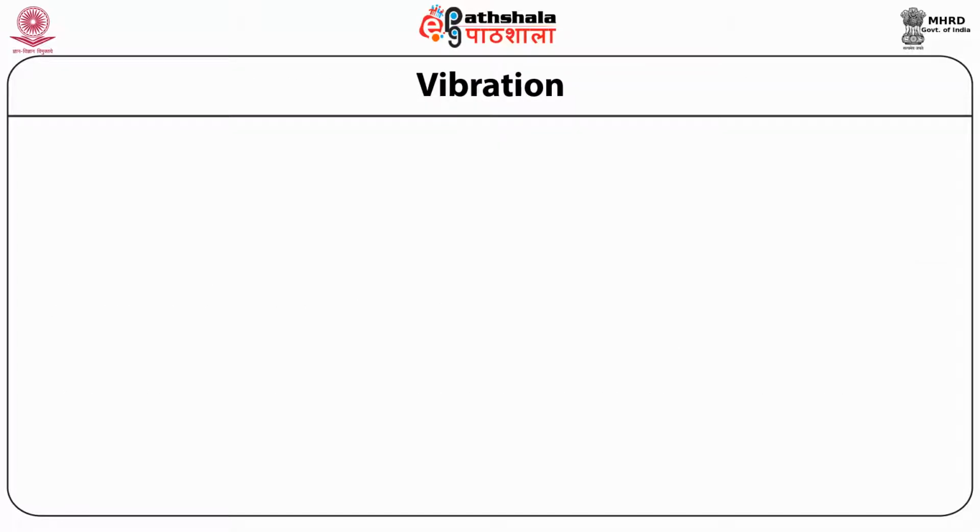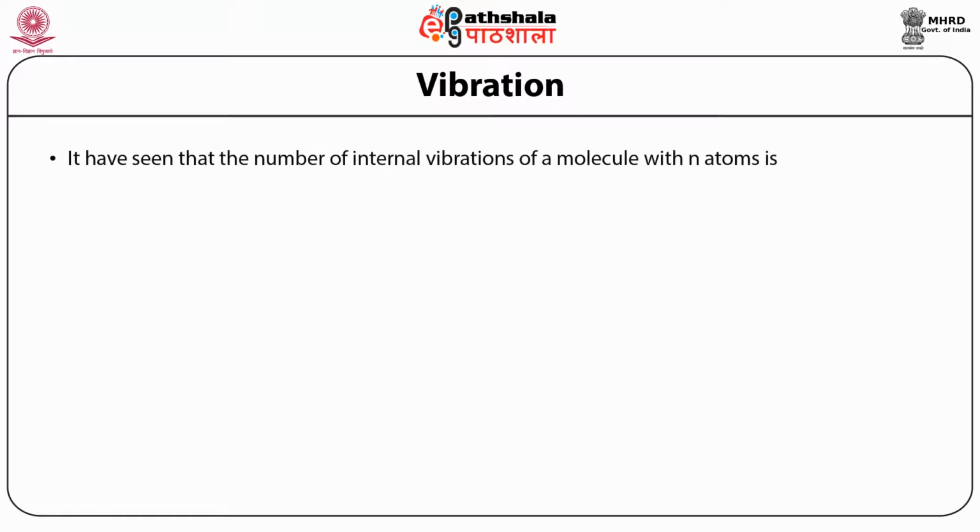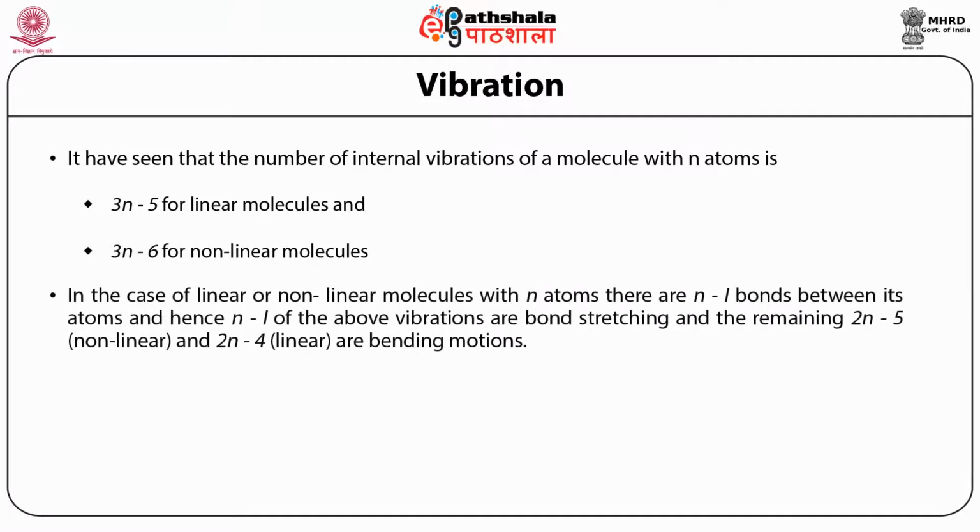Now coming to vibration, it has been seen that the number of internal vibrations of a molecule with n atoms is 3n minus 5 for linear molecules and 3n minus 6 for non-linear molecules. In the case of linear or non-linear molecules with n atoms, there are n minus 1 bonds between its atoms, and hence n minus 1 of the above vibrations are bond stretching, and the remaining 2n minus 5 for non-linear, and 2n minus 4 for linear, are bending motions.